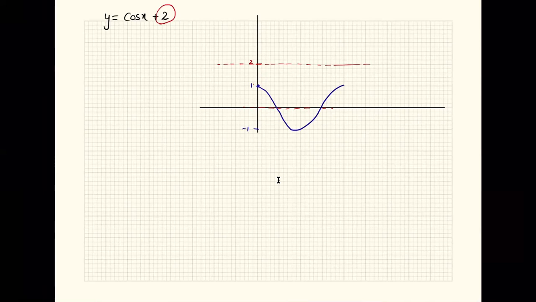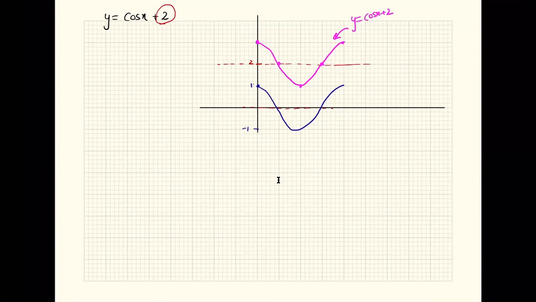And every value is going to go up by 2 units. So the point at 1 is going to shift to 3. The value at 0 is going to shift to 2. Minus 1 would shift to 1. So this is how the graph is transformed. Y equals cos x plus 2. अब इसी तरीके से अगर -2 होता तो वो 2 यूनिट्स डाउन चले जाते.